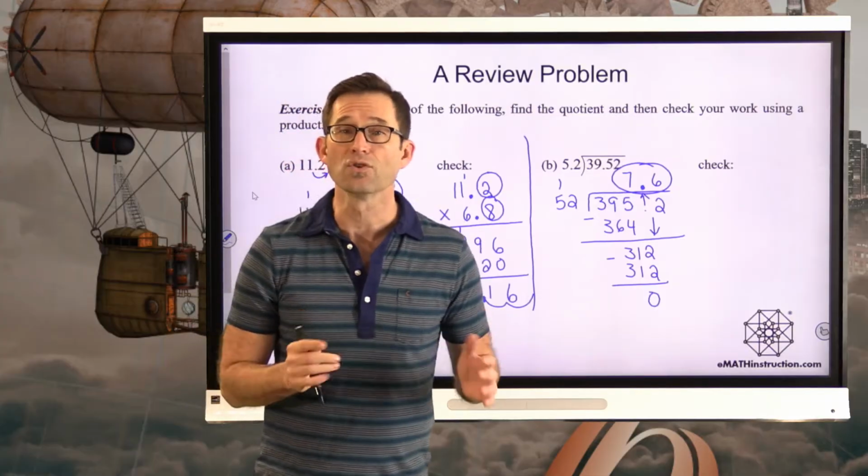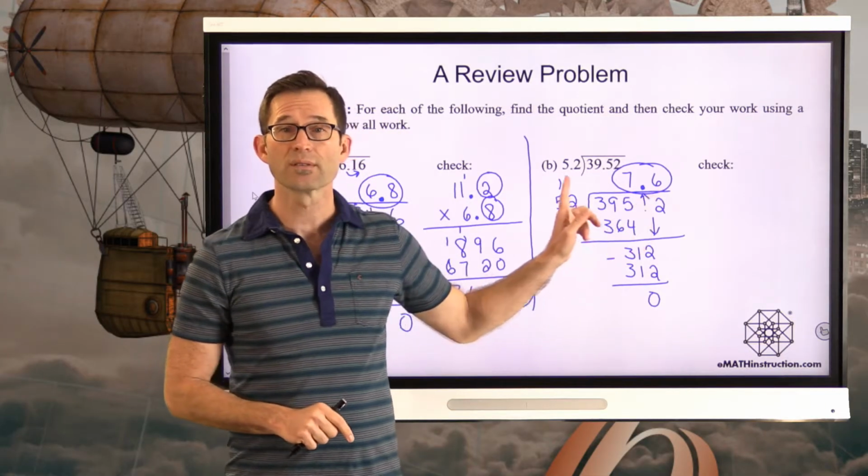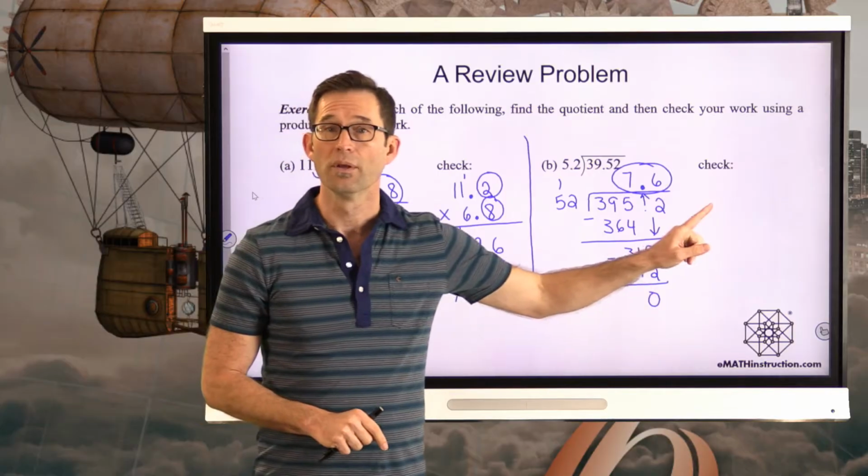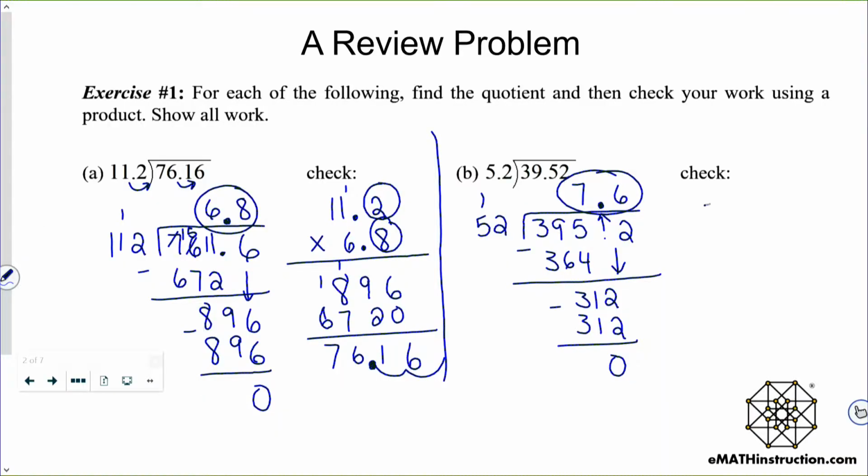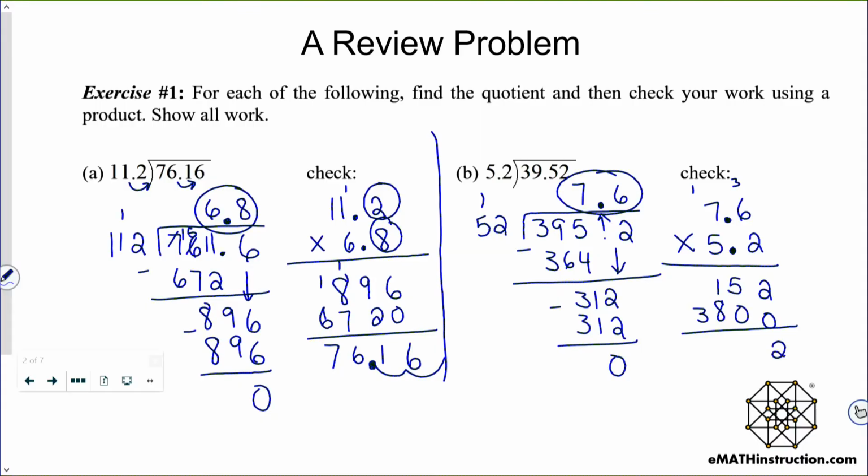But again, the great thing is I can check this by simply doing 7.6 times 5.2. Let me do that right over here. 7.6 times 5.2. Again, 2 times 6 is 12, carry the 1. 2 times 7, 14, plus 1 is 15. Little 0 there. 5 times 6 is 30. Carry the 3. 5 times 7 is 35, plus 3 is 38. Add them together. 2, 5, 9, 3.